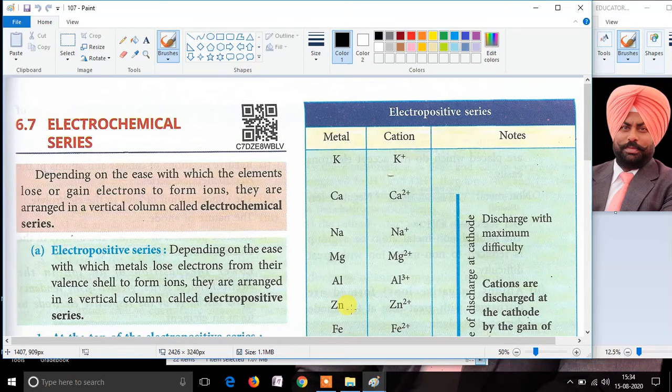In this video, we are going to discuss some topics from the chapter Electrolysis, taken from the book A New Approach to ICSE Chemistry, Class 10th.